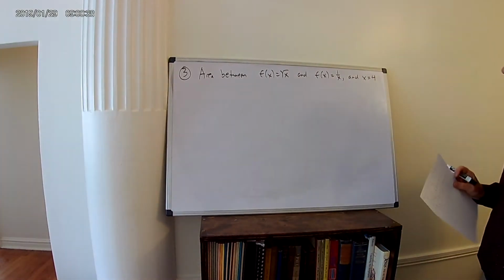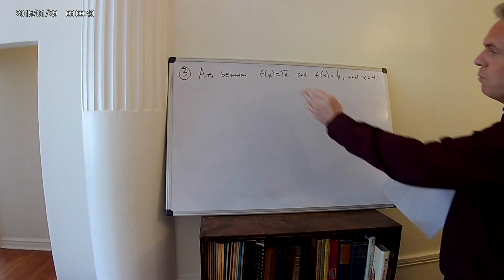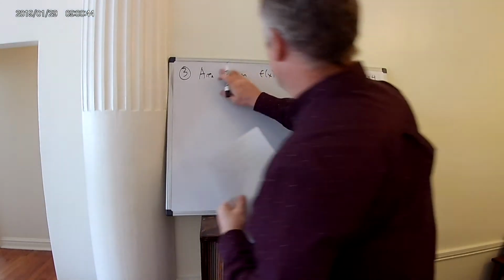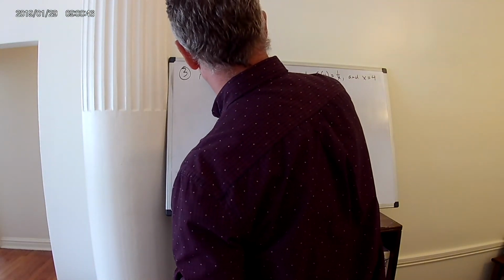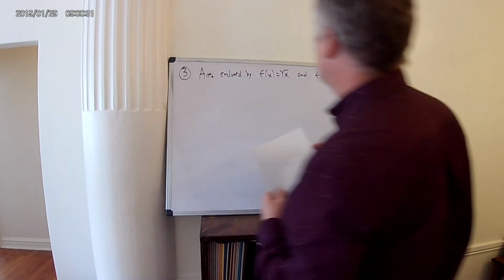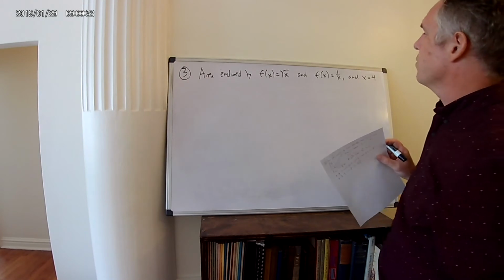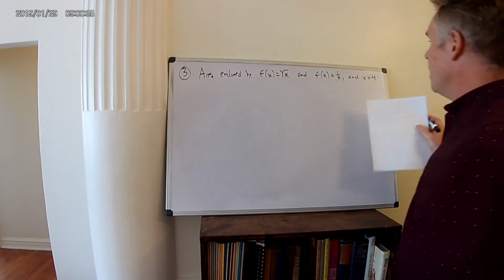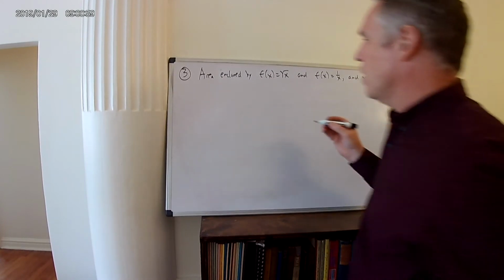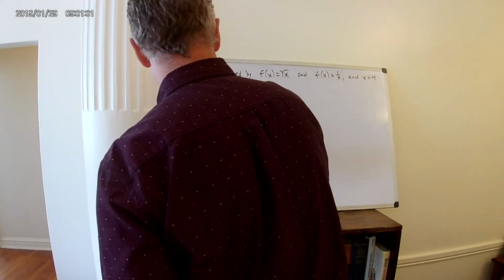So here we have three boundaries. We're interested in calculating the area between, or enclosed. I really should use the word enclosed, so that would be a better word. f of x equals square root of x, f of x equals 1 over x, and x equals 4. Again, let's make a simple graph of these functions.